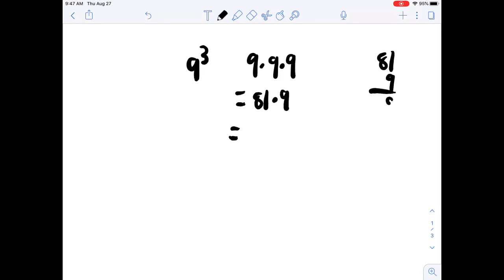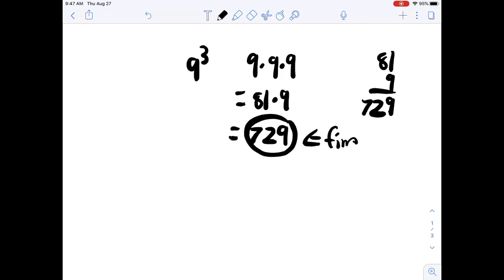For all powers with positive exponents, we know how to solve them. For instance, 9 to the power of 3. It means we are multiplying 9 3 times, so 9 times 9 times 9. And from here, we would solve. So this equals 81 times 9, and from here we get 729 as our final answer.